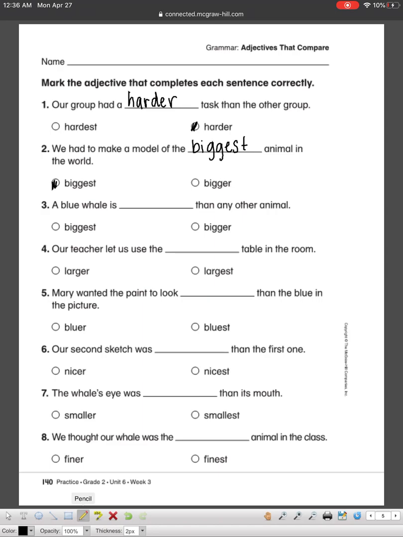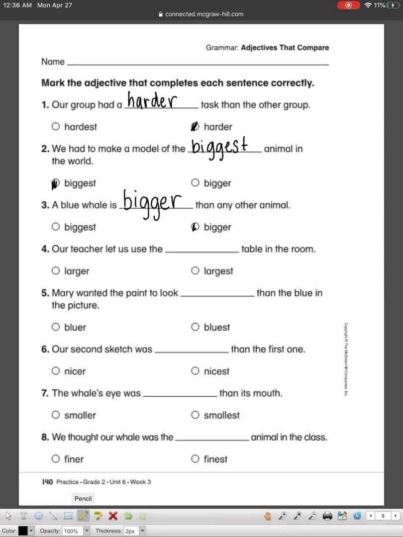Number 3. A blue whale is blank than any other animal. So we're comparing blue whales to other animals. Since we are comparing two things, a blue whale and other animals, we are going to use bigger. BIGGER. A blue whale is bigger than any other animal.